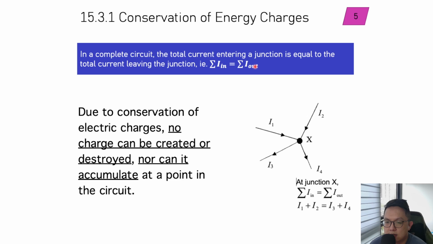This goes back to the idea that you cannot create or destroy charges, nor allow them to accumulate at a point in the circuit. So if you look at this junction X here, I have 2 currents coming in, I1 and I2. I have 2 currents going out, I3 and I4. So if I use this charge conservation to explain this, then I1 plus I2 equals I3 plus I4.